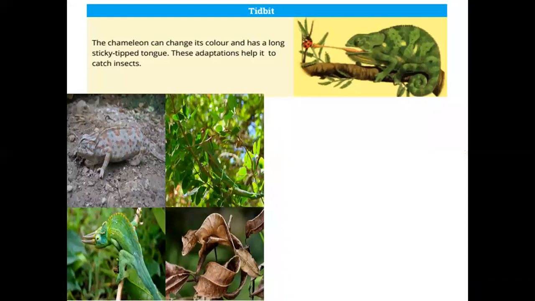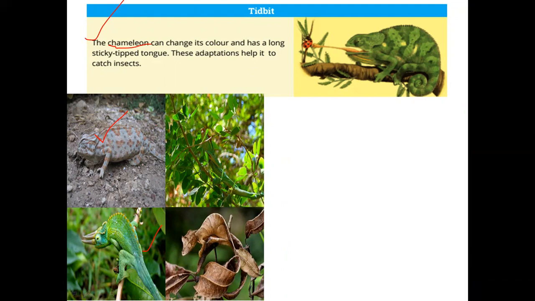Another very important adaptation in the rainforest animal, that can be a rainforest or anywhere, it can be present in the desert as well. This is desert and this is rainforest one, that is the chameleon. Chameleon has a different feature, and that is the camouflage or adaptation of changing colors, where it sits, changing the color according to that.